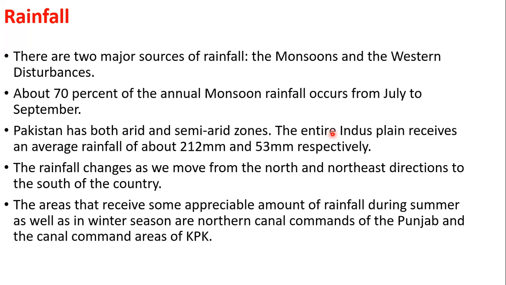The plains of the Indus River, clear, including the Sindh Valley and the Punjab, fine, and some areas of KPK, clear. So they receive rainfall of about 212 millimeters, and similarly in other areas 53 millimeters. Clear? So this rainfall is one of the major sources of water. The water from the rains is used in the crops.